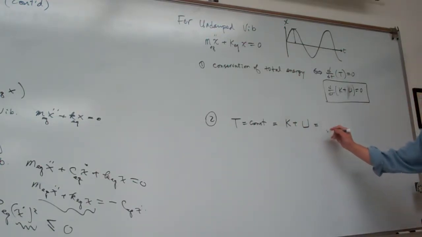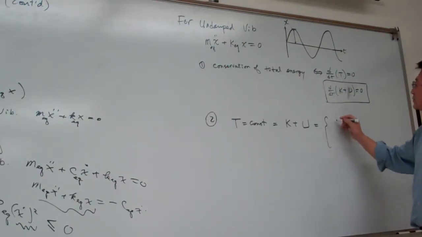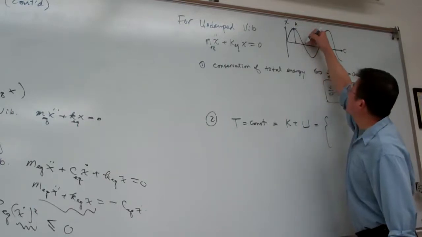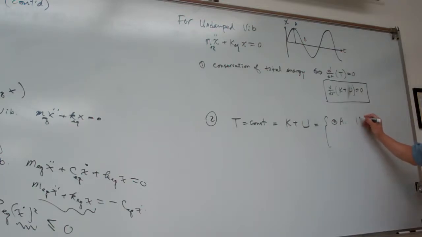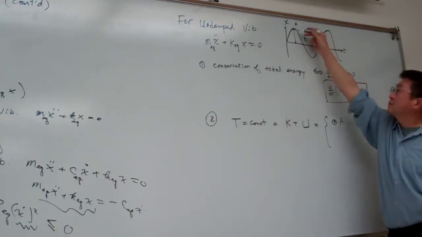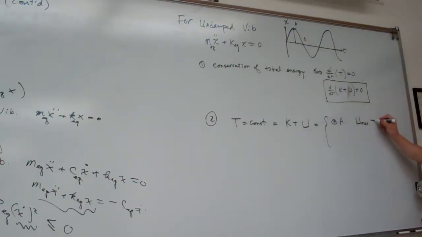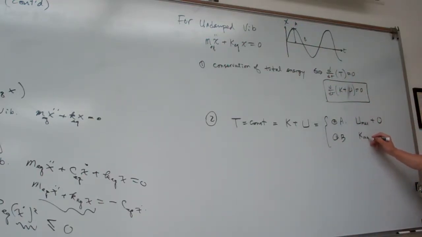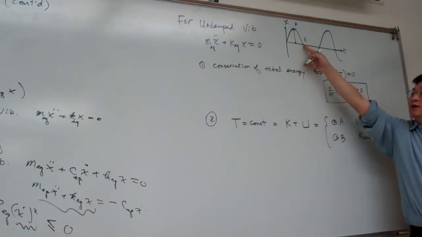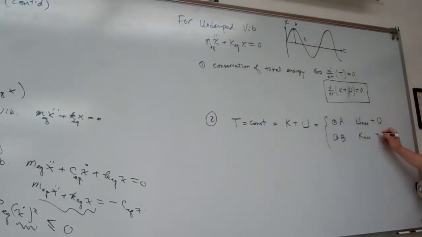in this case, let me say this is point A, this is point B. At point A, we have the maximum potential energy, and at that moment our kinetic energy equals 0, right? At point B, we have the maximum velocity, which means the maximum kinetic energy. At that moment x equals 0, so the potential energy equals 0.